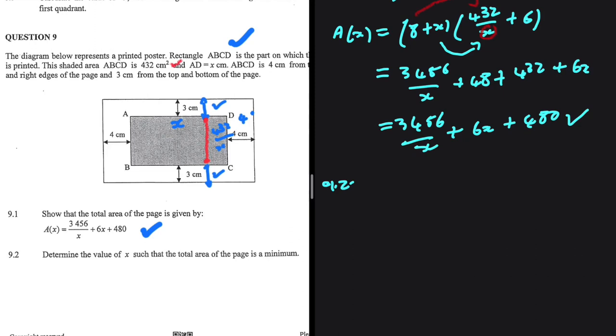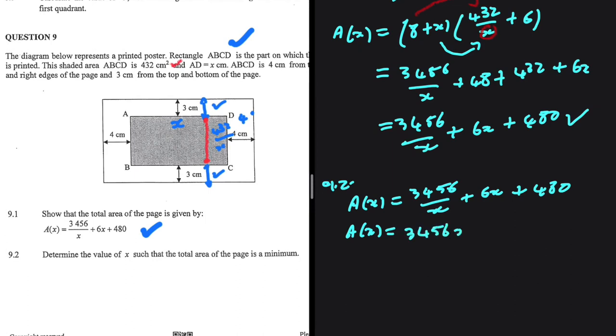Let's go ahead and move to 9.2. In 9.2, we're supposed to determine the value of x for which the total area will be a minimum. You know fully well, this is almost always the case. We're going to differentiate the equation in 9.1 and equate to 0. Let's do that first, and we're going to talk about why we're doing that. So A of x is equal to 3,456 divided by x plus 6x plus 480. But we can rewrite this, right? A of x will be equal to 3,456 x to the minus 1, that is the same as divided by x, plus 6x plus 480. Let's go ahead and differentiate this using the power rule.